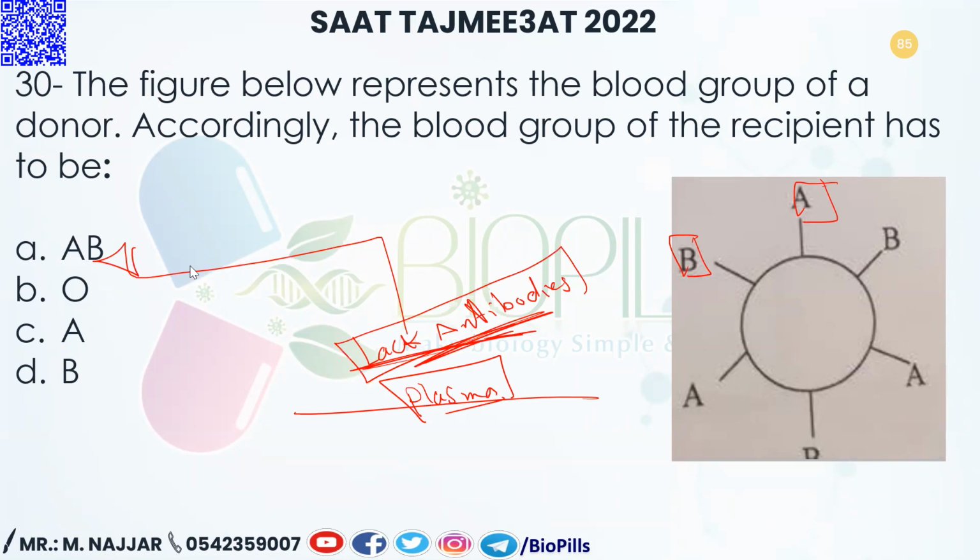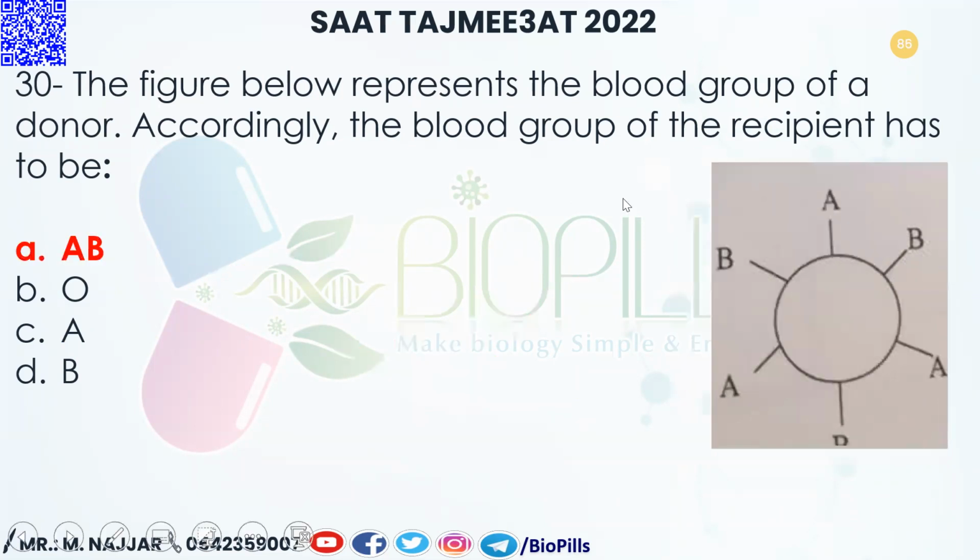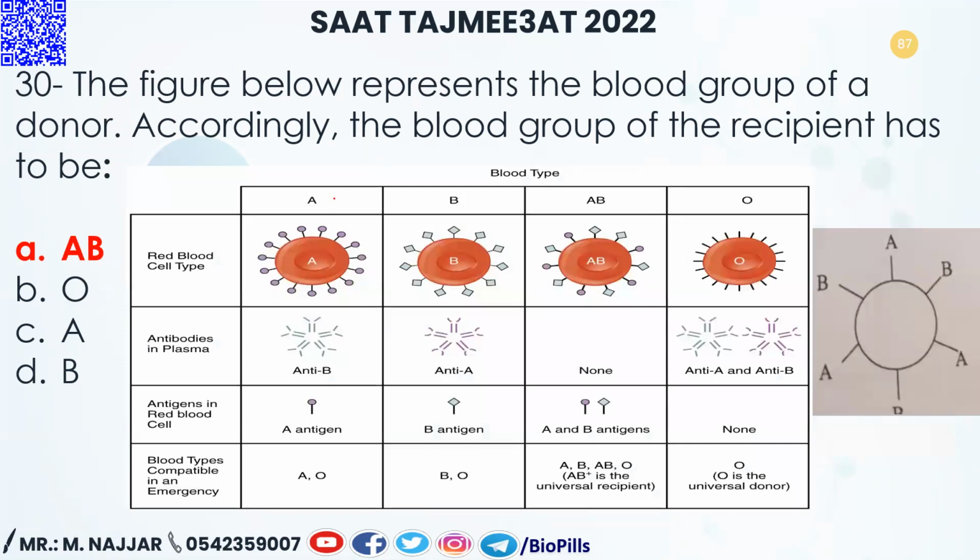Let's extend the explanation a little bit. The answer is AB. Reason: in blood group A, on the surface of the RBCs there is antigen A, and in the plasma there is antibody B. So antigen A and antibody B will never cause coagulation. Why? They are different. In blood group B, on the surface of the red blood cells there is antigen B, and in the plasma there is antibody A, so they will never cause blood clotting or coagulation. In blood group AB, both antigens A and B are on the surface of the RBC, while the plasma lacks any antibodies, so nothing will happen.